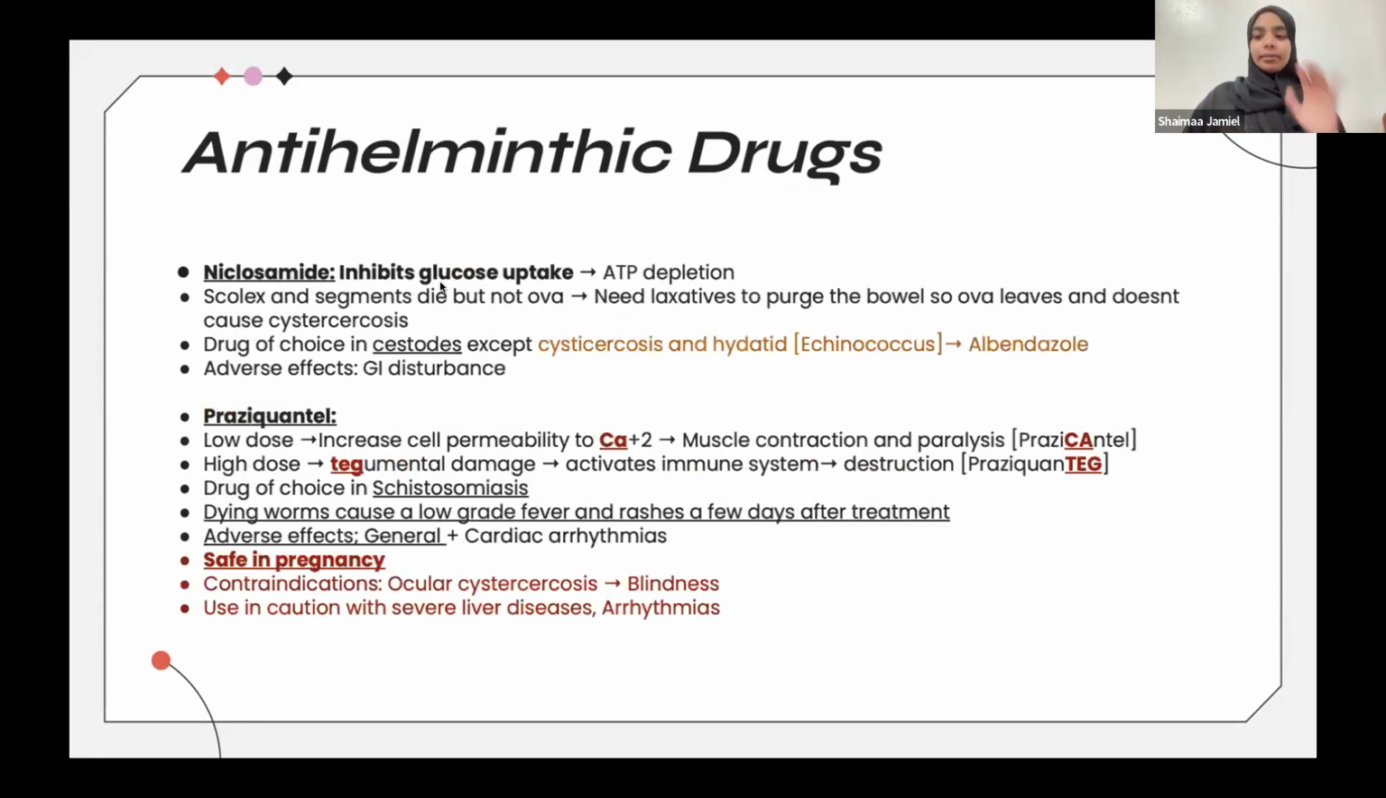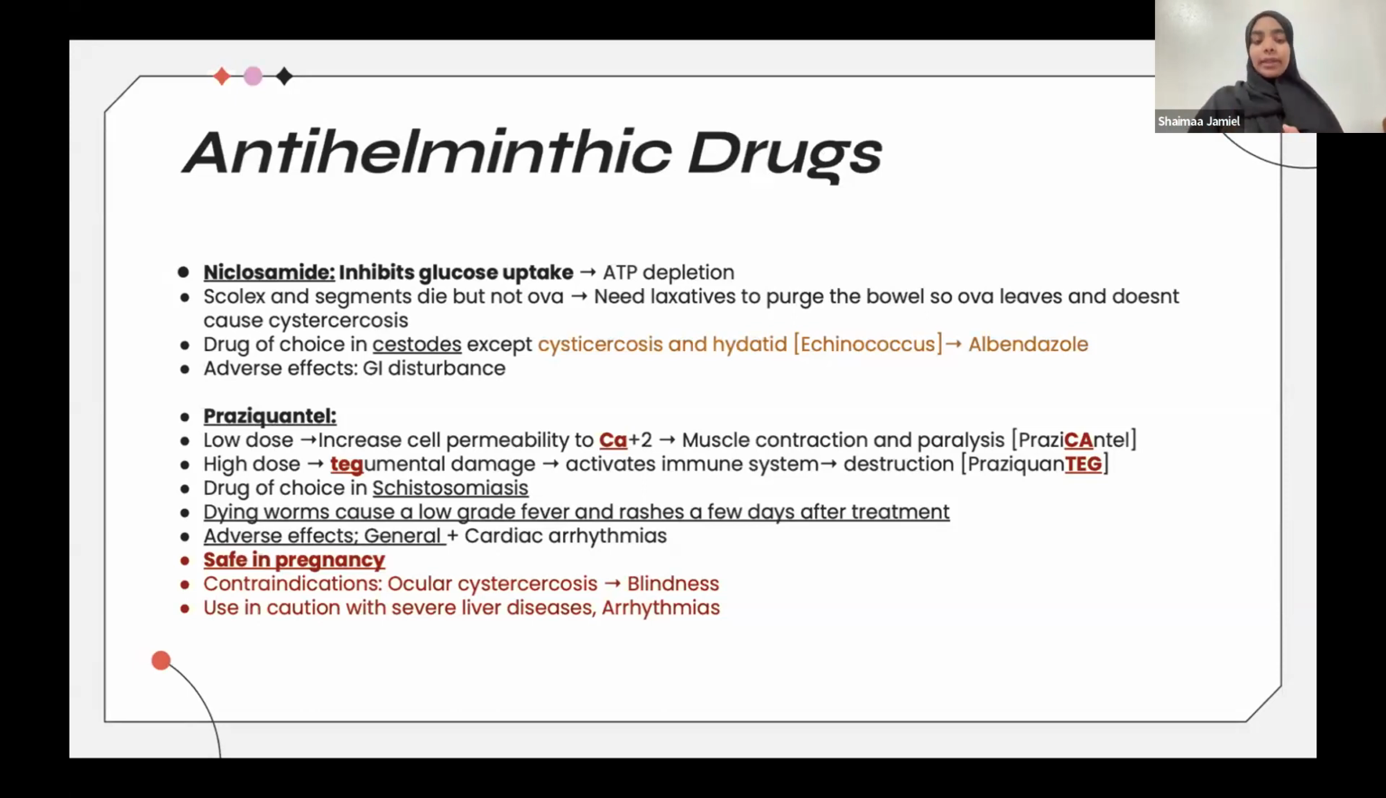Now for the flatworms, we have niclosamide. Niclosamide inhibits glucose uptake. This inhibits glucose uptake, leading to depletion of ATP. Okay, and therefore the sections that are most affected are the scolex, which is like the head part, and the segments, but the ova, which do not need this energy, are not going to be affected. Okay, and therefore if you only use niclosamide, the ova are going to remain in the gut, and if the ova remain in the gut, say for example it was a Taenia solium ova, it can now cause cysticercosis.